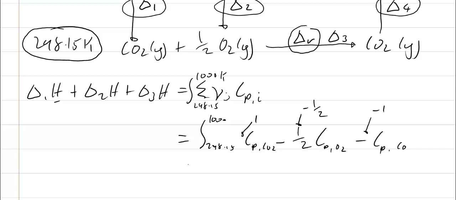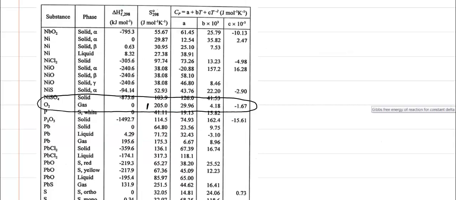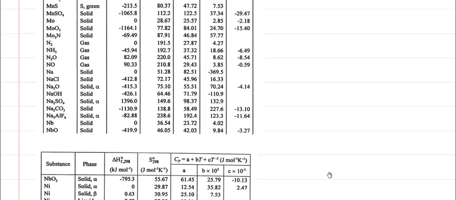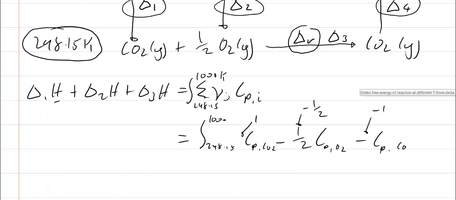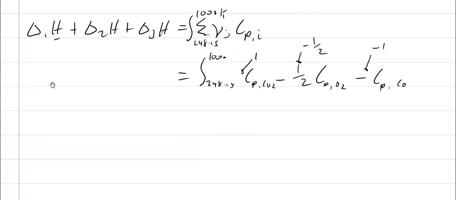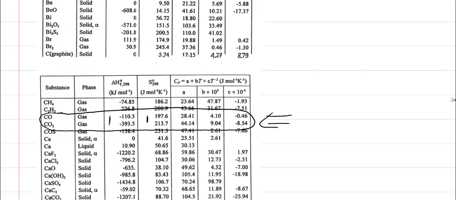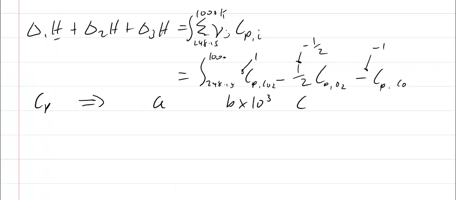So when I go and get my data from Lee, I get my heat capacity data here, for the last few terms, and then I go back up to CO and CO2. Then I can add my heat capacity data up. I'm just going to tabulate it to make it easy to add. So these are my coefficients A, B, and C, times 10 to the 3 and times 10 to the minus 5, just to make it nice and easy.